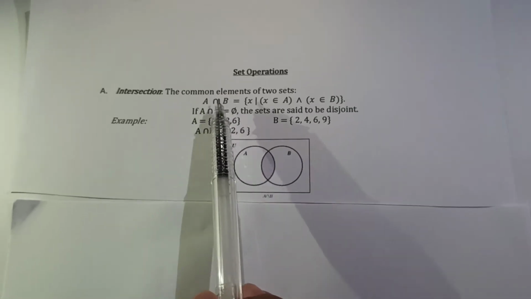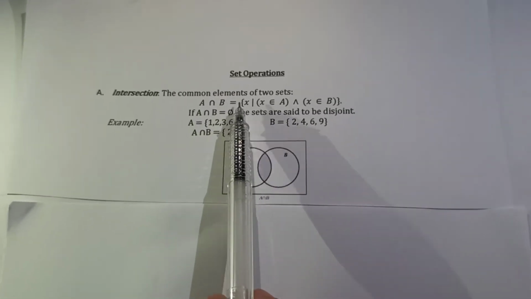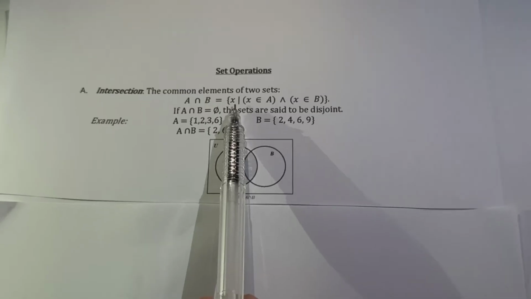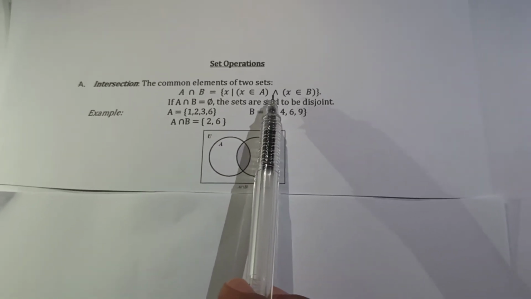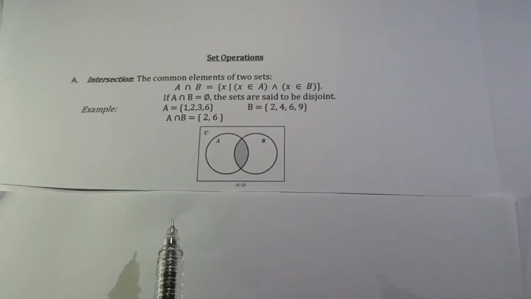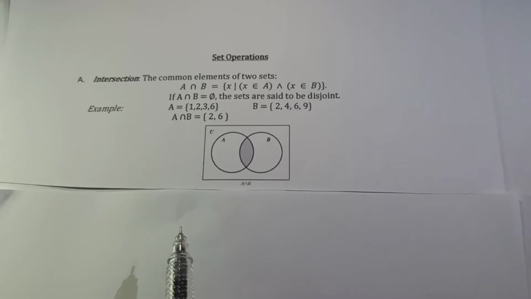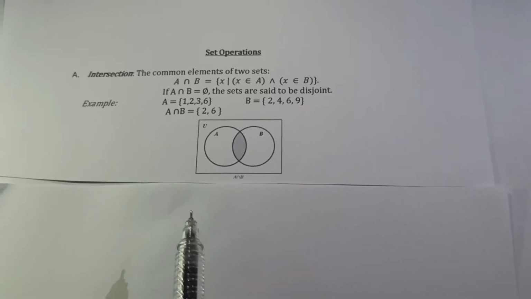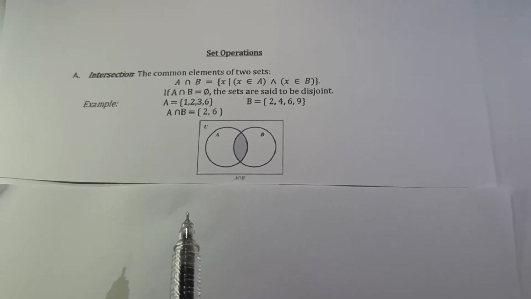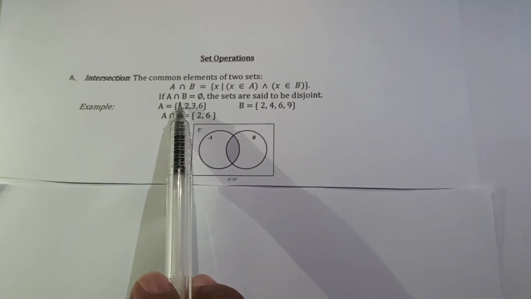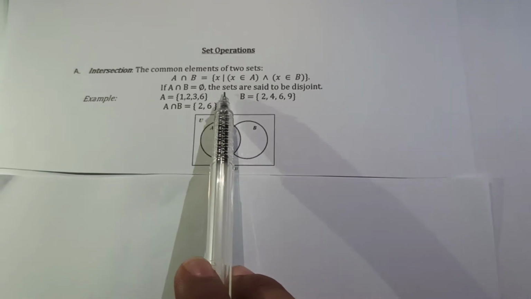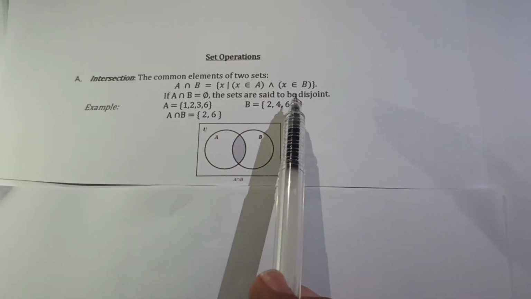A intersection of B is equal to x such that x is an element of A and x is an element of B. Take note, if the intersection between the two is none or null, then the sets are said to be disjoint. So this is A intersection of B, the result is null. The sets are said to be disjoint.